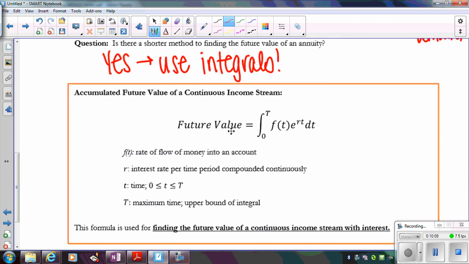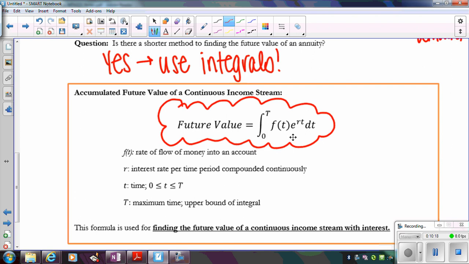If you want to find the future value in an account, or the amount at the end, you can use this formula here. And if you look at this formula, it's almost like that PERT formula that you're integrating. The only difference is this can be written as a function, so it might not be constant. Most of the time you're going to see it as a constant though. But that's indicating the rate of flow of money into an account. So that's that continuous deposit that you're putting into an account. And everything else is basically the PERT, and then you're integrating with respect to time.